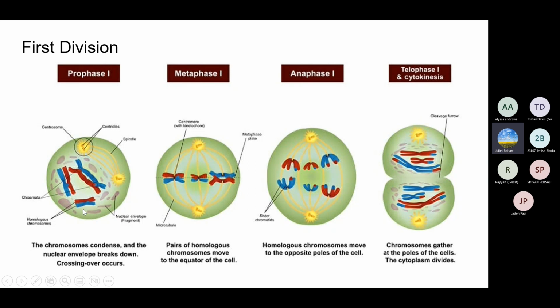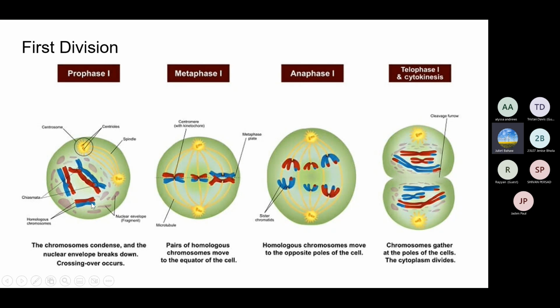Homologous means same chromosome or similar. They come in together, or they are basically crossing over each other. Now, why are they coming together is because you're going to have swapping of genes taking place when they come together.